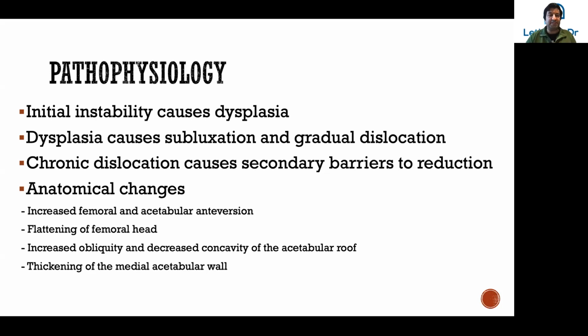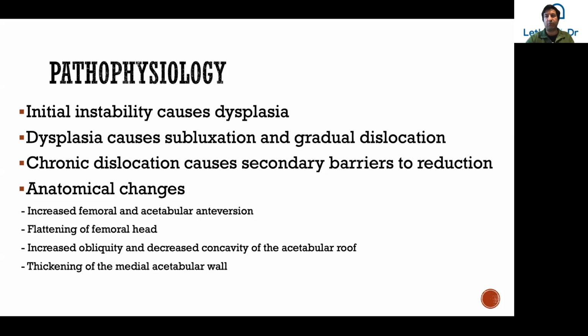So what causes DDH? What's the pathophysiology behind it? There's believed to be initial instability, which causes dysplasia, abnormal development of the acetabulum. This dysplasia then causes subluxation of the femoral head, and gradually it will move towards dislocation. Over a long period of time, you get chronic dislocations, and secondary barriers will then develop preventing reduction, which can be divided into extrinsic, so those are muscular barriers, things like psoas tendon tightness, adductor tightness, hamstring tightness, or intrinsic barriers to reduction. We'll come on to those shortly.